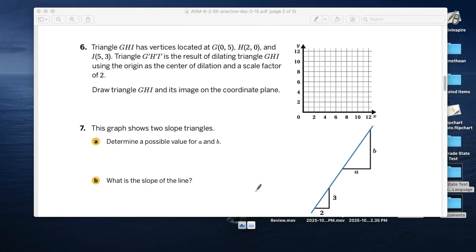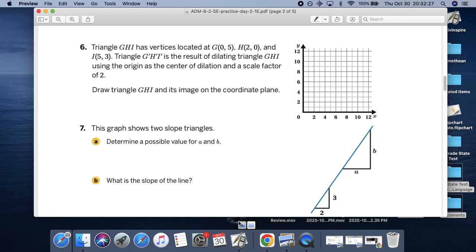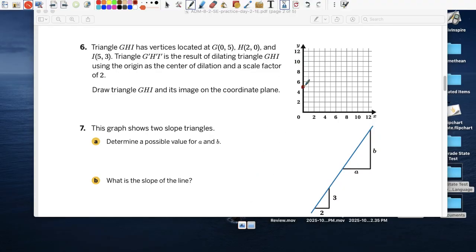Triangle GHI has vertices, so let's draw the triangle at (0, 5), (0, 2), (4, 5). So here's point G. Point H is at (2, 0). And (5, 3), right here. And this is point I. Notice that we have a triangle.